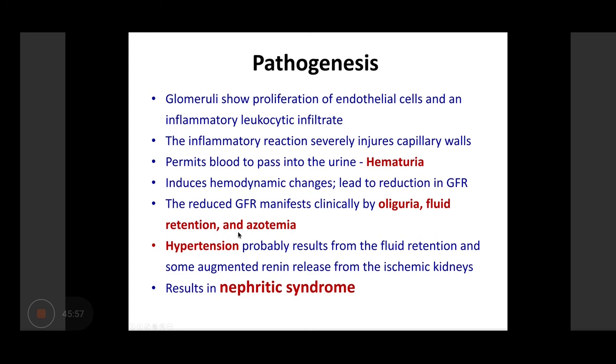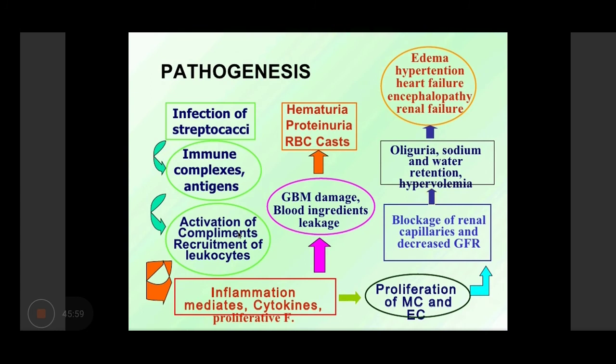So this is a diagrammatic view of the same. Please don't mind the spelling mistakes; I have borrowed this slide from somebody else. So first of all, there is infection by streptococci leading to immune complex antigens. This leads to activation of complement and recruitment of leukocytes. The leukocytes will release various cytokines, which will induce inflammation. This inflammation will lead to damage to the glomerular basement membrane and increased permeability, leading to hematuria, proteinuria, and RBCs in the urine.